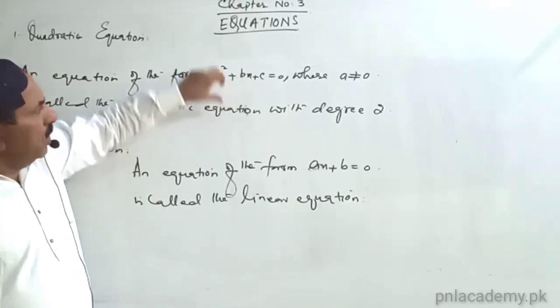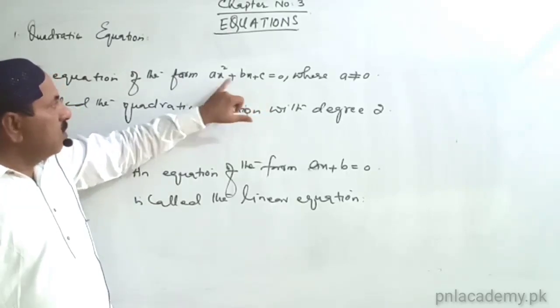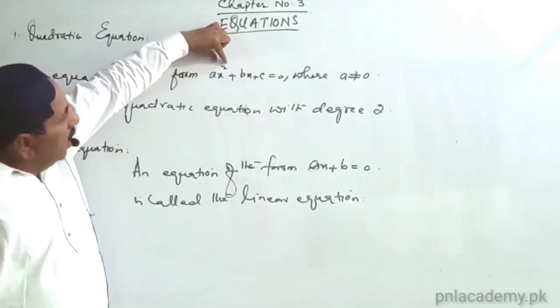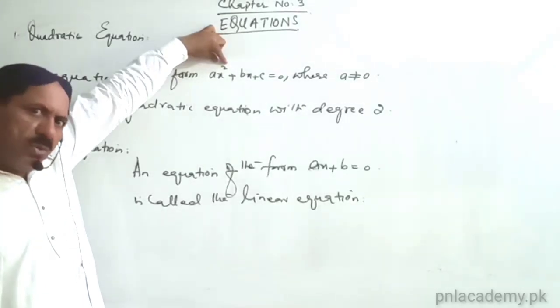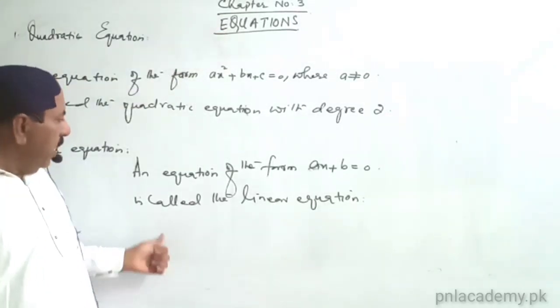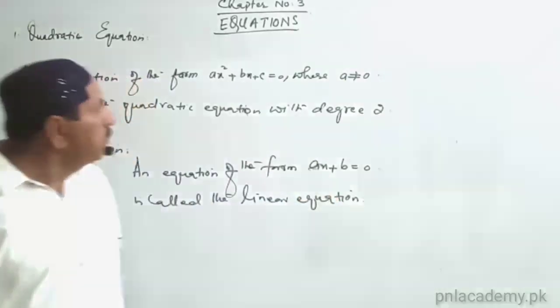So solving an equation means finding what should be the value of x, such that after substituting, we find that the side will be 0. So ax square plus bx plus c, having highest degree 2, gives us 2 roots. If any equation holds degree 1, this will give 1 root.